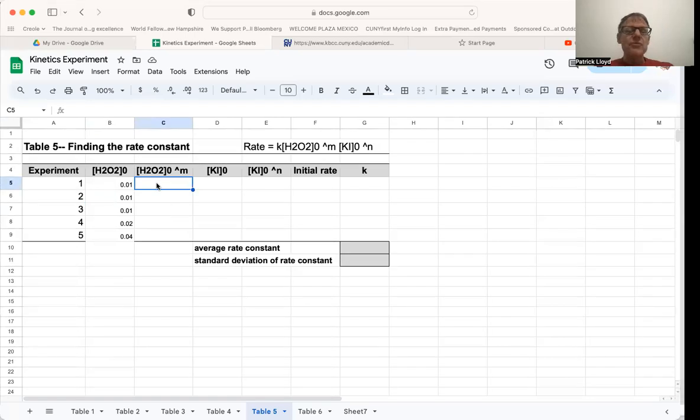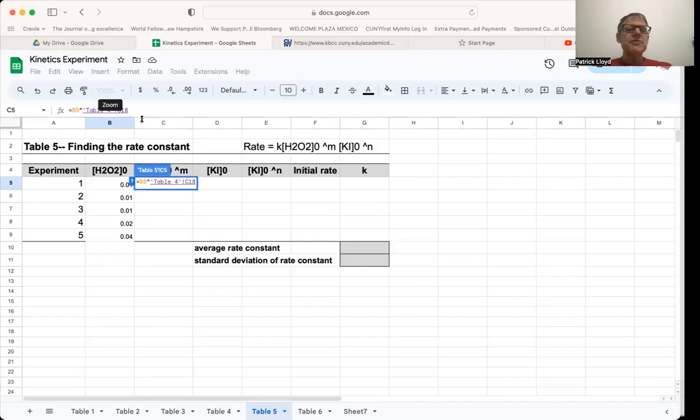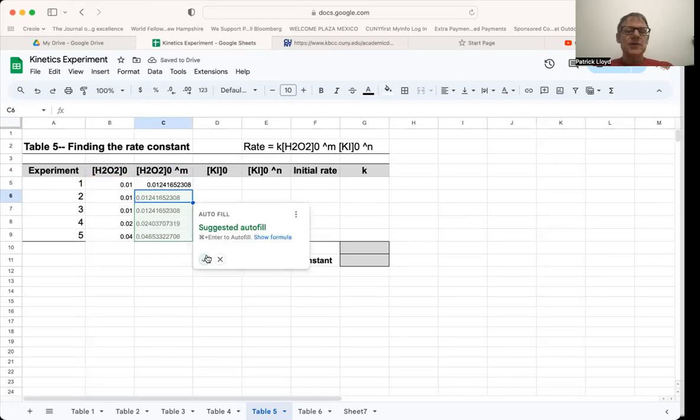power. Now, we figured that out in the previous table, table 4. So I'm going to hit the equal sign, click this, and then to raise it to a power, use the little caret symbol, which is option, or it's shift 6. Then I'm going to come over here and find our m value, which is right here, 0.95. But again, if you recall, if you want to use just one value in a table, you put the dollar sign. So $C$18.